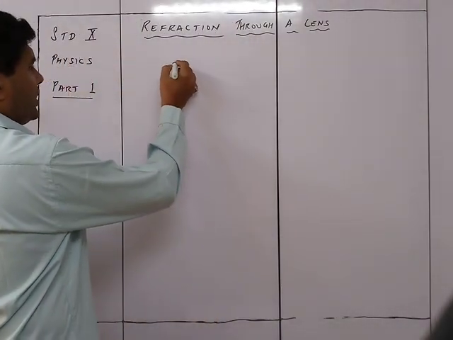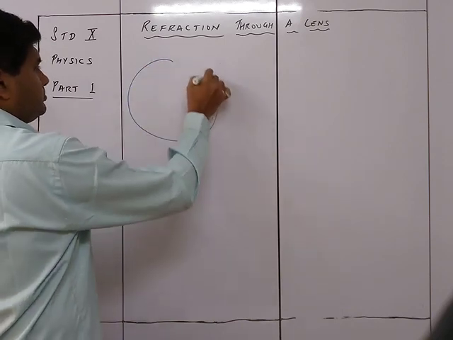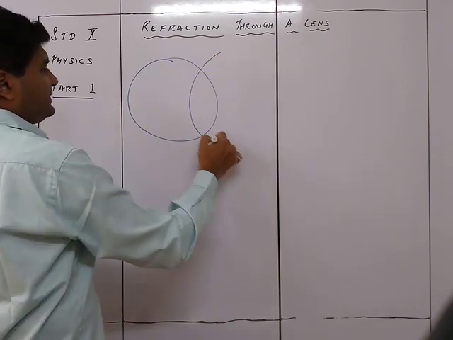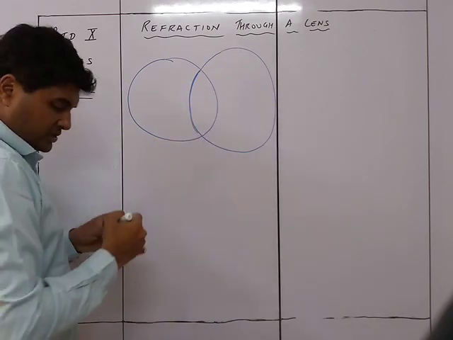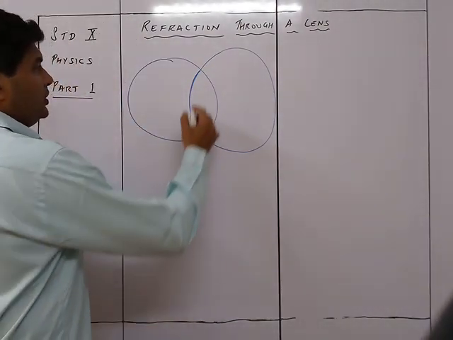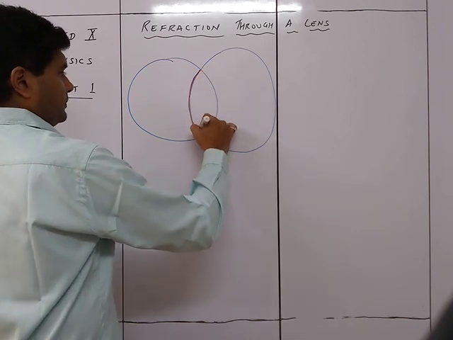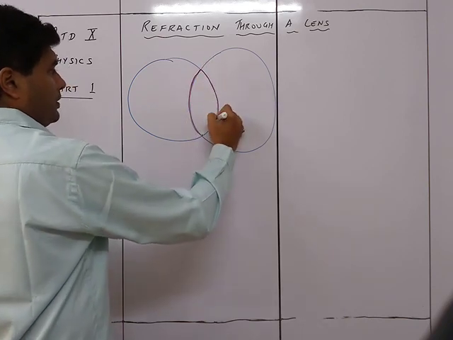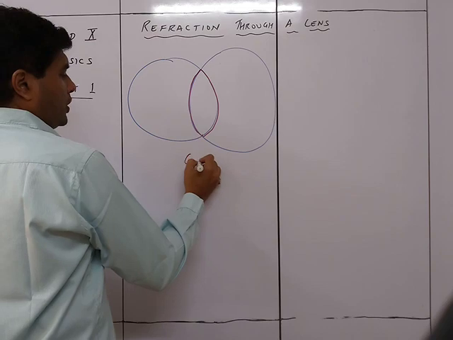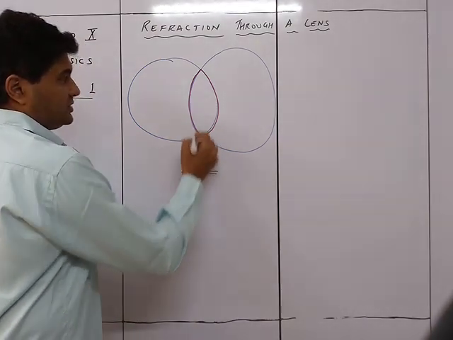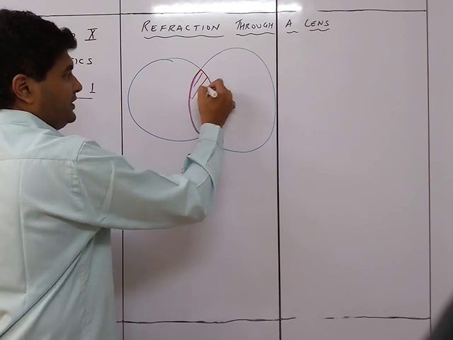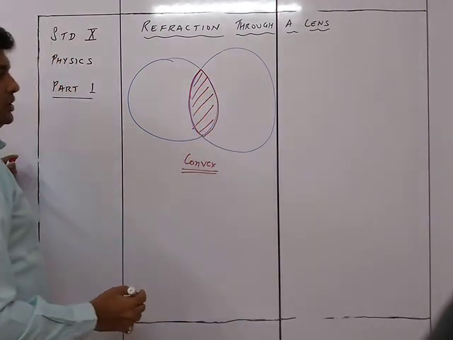If you have two spheres and they are intersecting like this, then this part over here, I'll just take it separate, forms the convex lens. Okay, this is the convex lens. This part is the convex part.